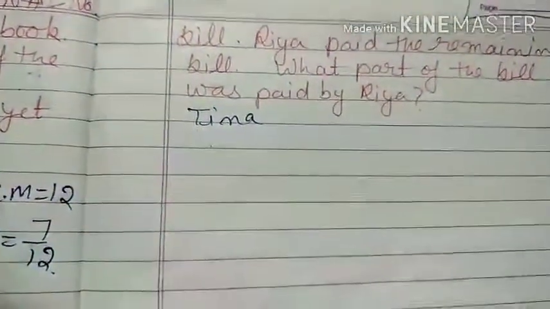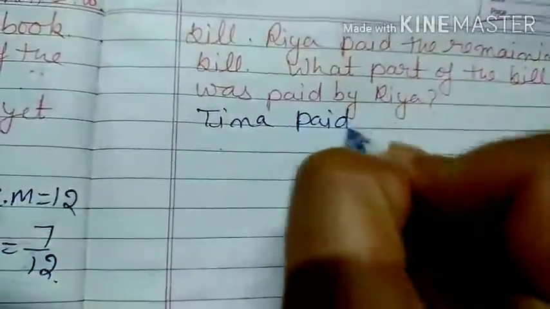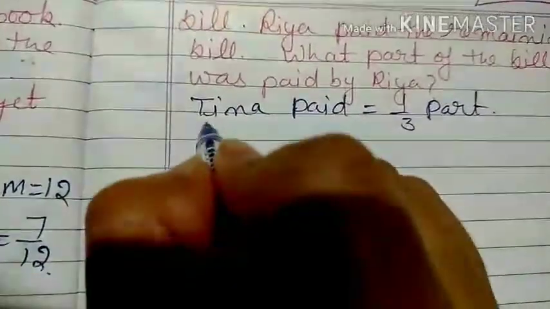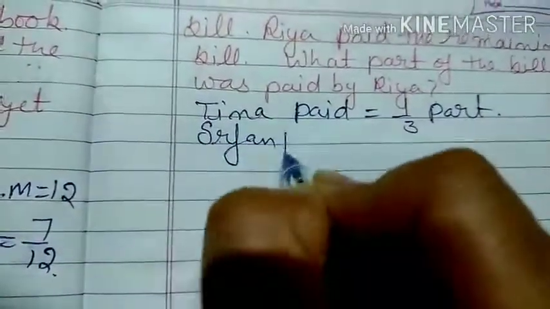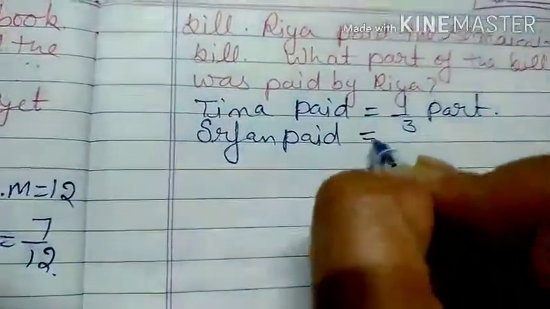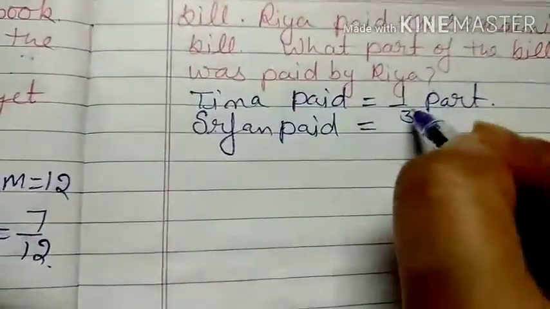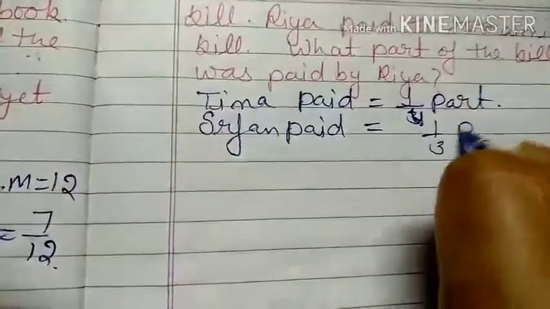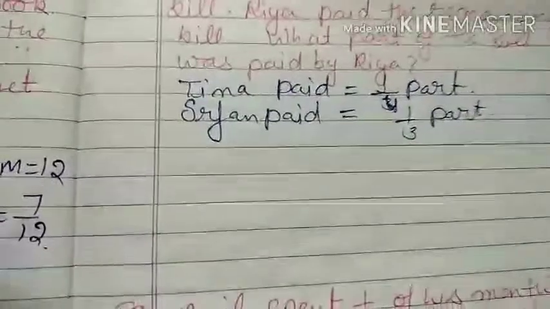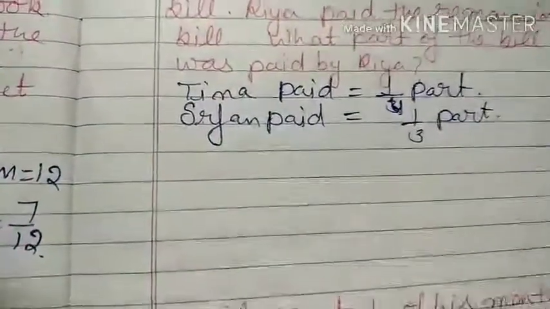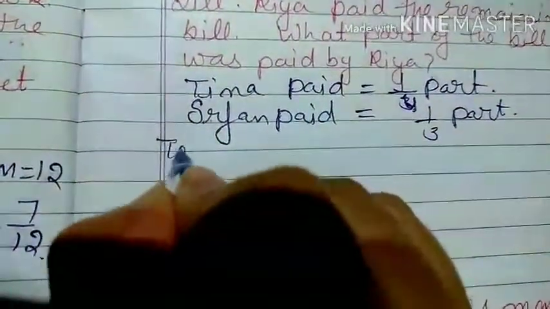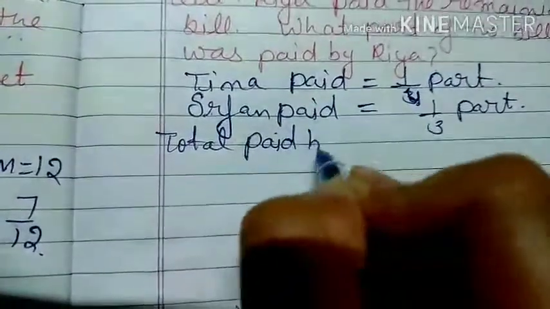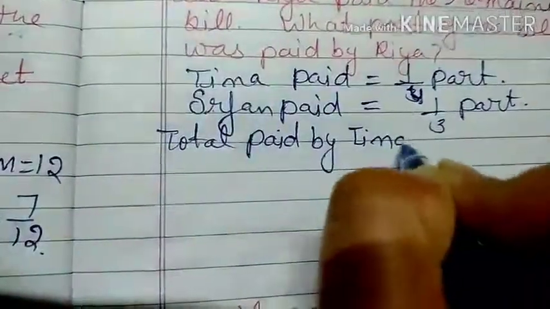Tina paid 1 by 4 part, and Irfan paid 1 by 3 part, according to your statement. Okay, so how much total paid by Tina and Irfan together?